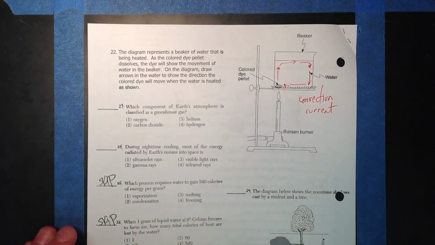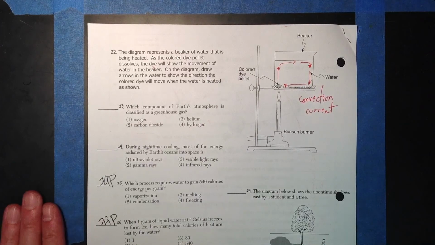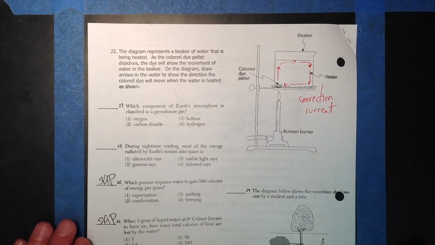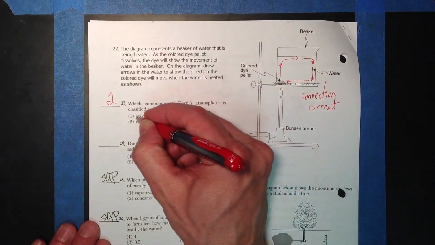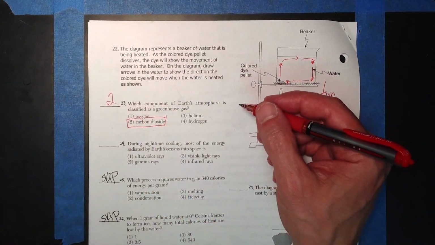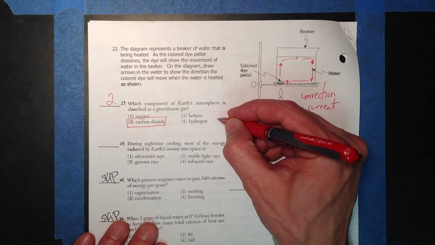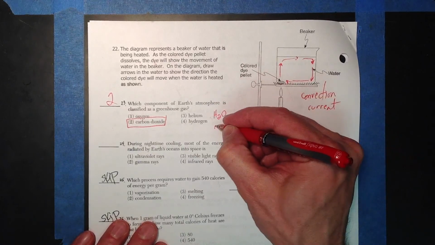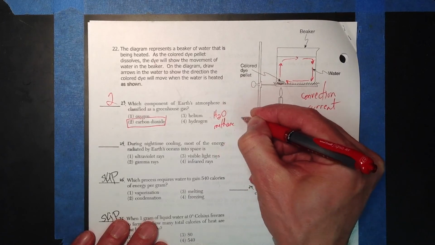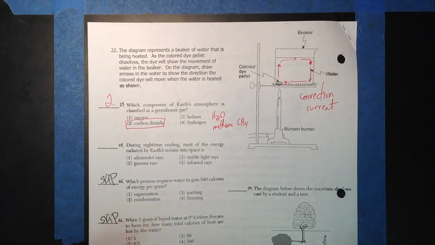23. Which component of Earth's atmosphere is classified as a greenhouse gas? This is also in the notes. Hopefully you know this. Of these choices, carbon dioxide. Okay, choice 2, carbon dioxide. The other two main ones are water vapor and methane. Okay, so we see it as H2O and methane, which is CH4. So that's something you need to know.